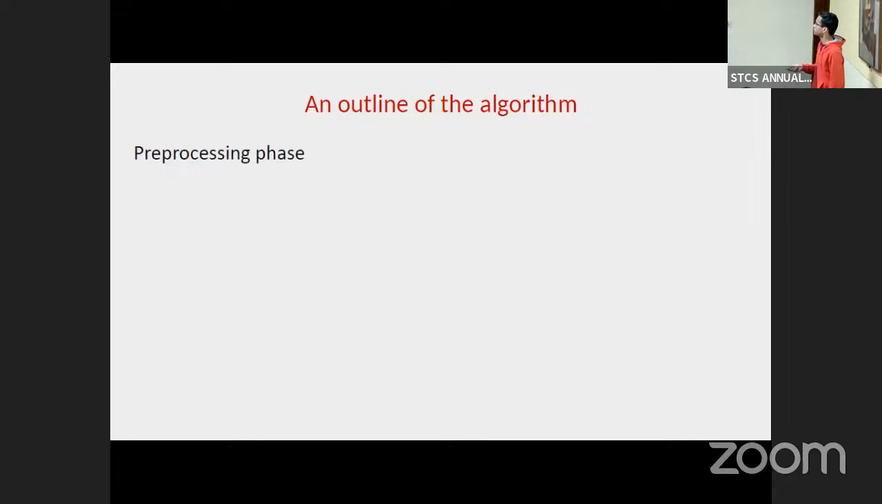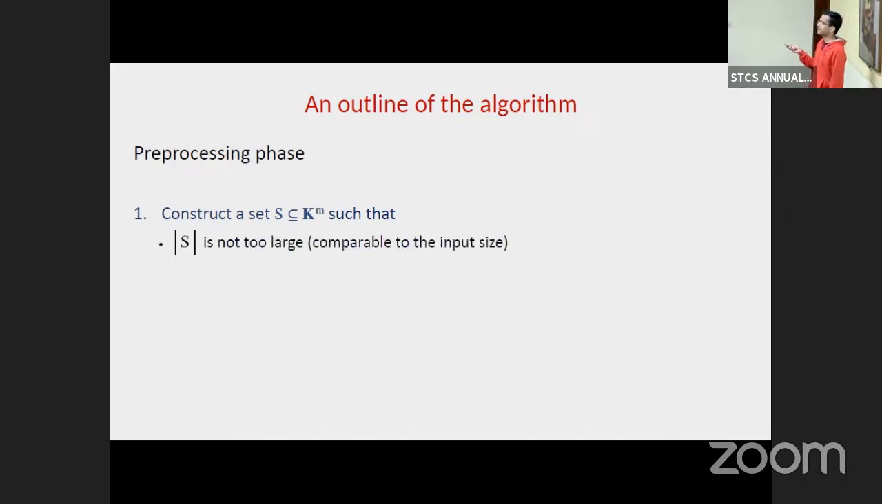Okay, so what is the pre-processing phase? In the pre-processing phase, we do two things. The first thing is we construct a magical set S. This is a subset of K to the N. It has a whole bunch of magical properties. S is not too large: it's of size roughly linear in the input size. It's a product set, so it's actually a grid.